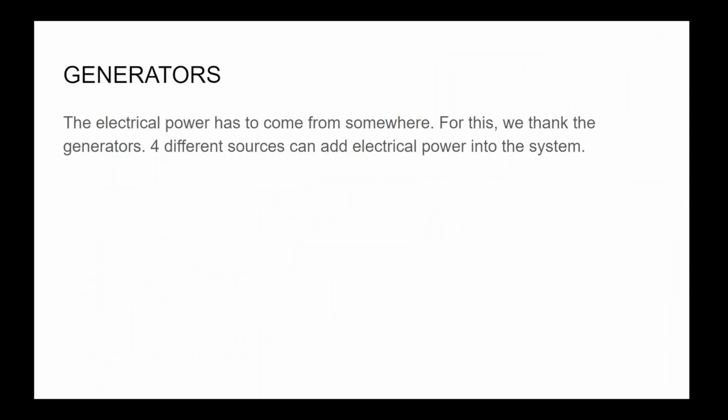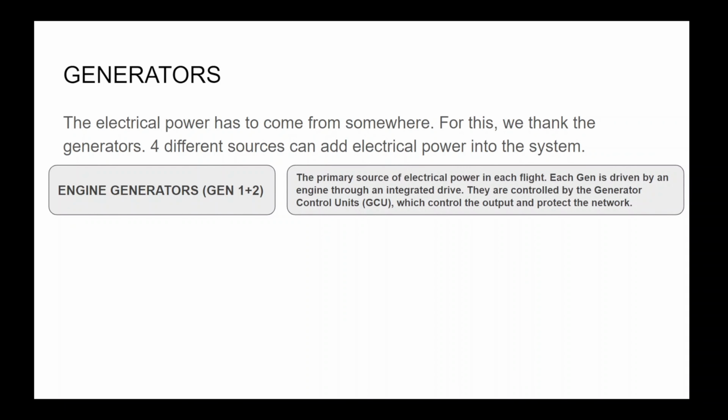The electrical power has to come from somewhere. For this, we thank the generators. 4 different sources can add electrical power into the system. These sources are engine generators 1 and 2, the primary source of electrical power in each flight. Each generator is driven by an engine through an integrated drive. They are controlled by the generator control units, GCU, which control the output and protect the network.